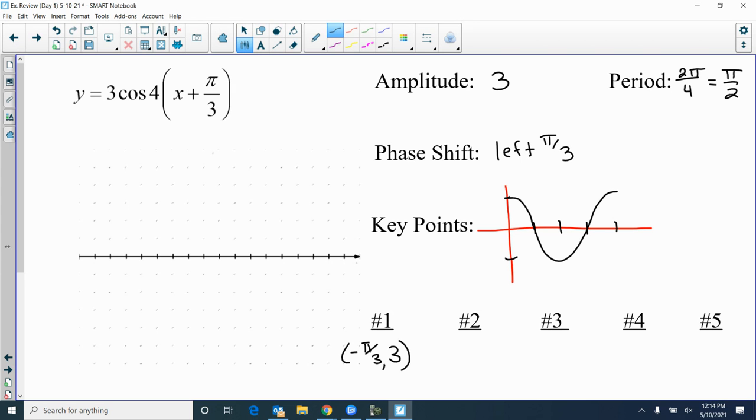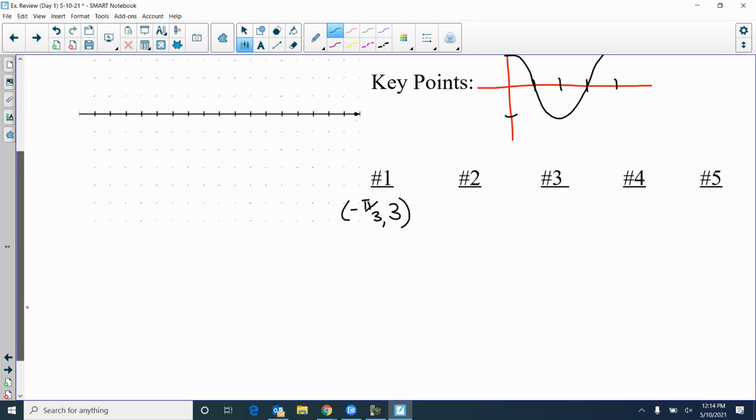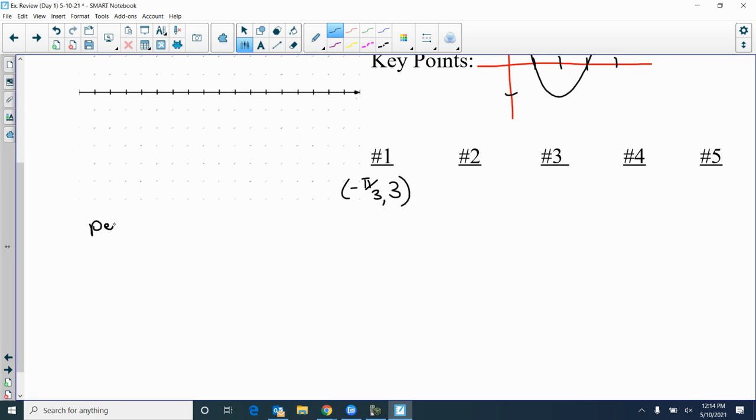How do we get those other key points? Okay, that tends to be the harder part. I know that. Esther, you remember how to get those other key points? You take the period divided by 4. Yep, you take the period divided by 4, and that is what you add to the x value. So the period divided by 4, which is pi over 2 divided by 4, which is pi over 8. So we're going to add pi over 8.